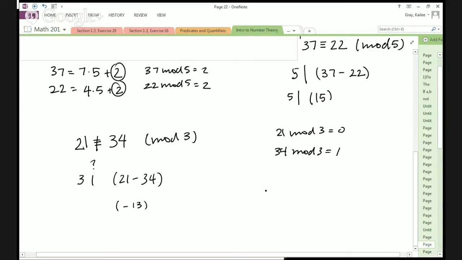However, look, if I did 21 is congruent to 33 mod 3, I know this is true. Let's see what happens there. 3 divides 21 minus 33. 3 divides negative 12. Yeah, so that's good, right?